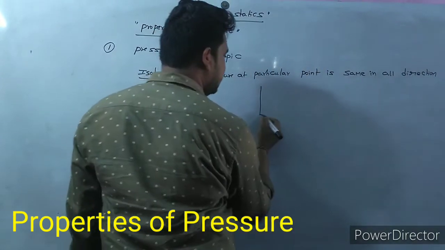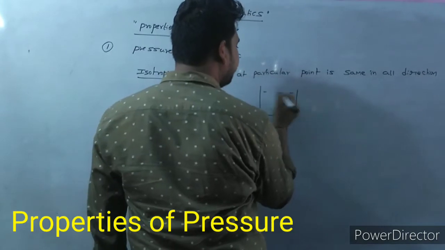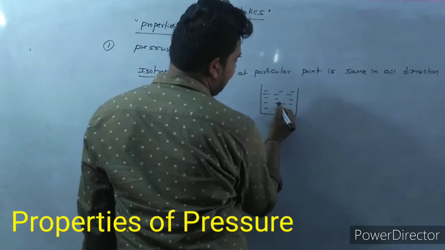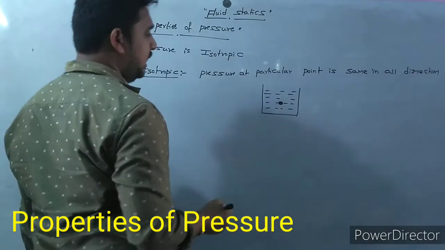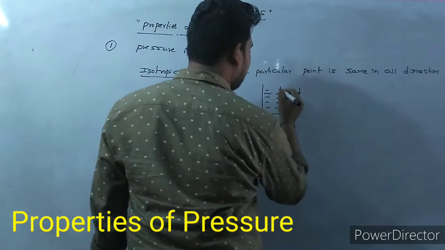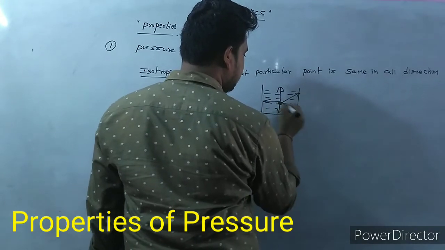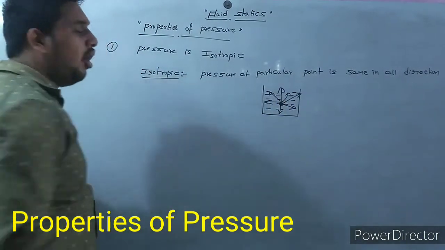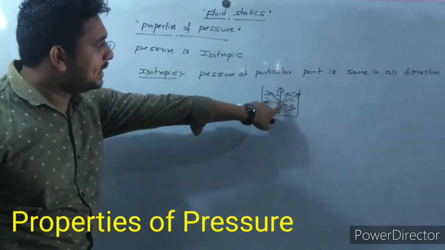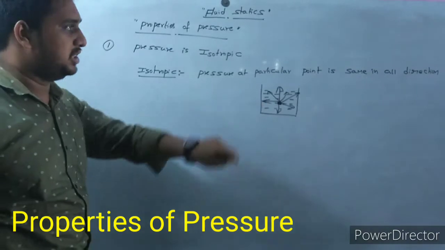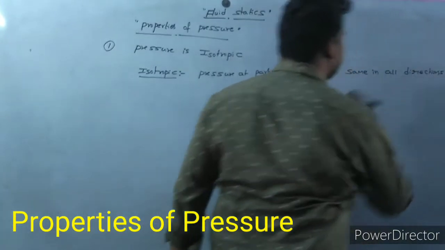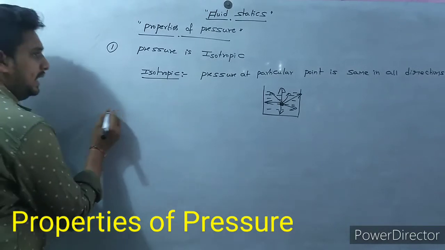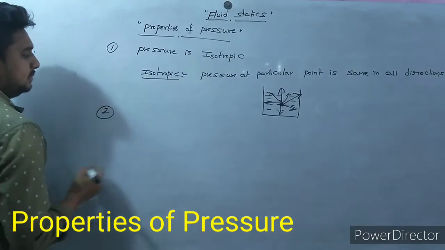Let us consider this is a fluid. So we need to find pressure at this point. Pressure at this point is the same in all directions. So pressure at this particular point is the same in all directions, because pressure is isotropic. That's why pressure is isotropic.